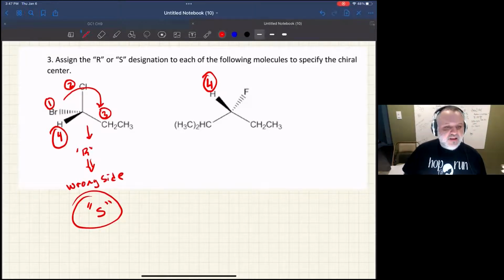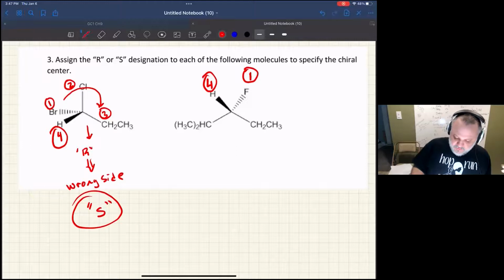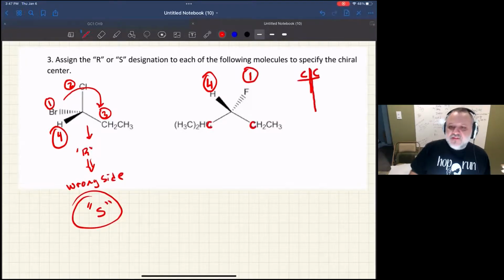Okay, so let's do this next one. We did identify 4. And so it's carbon versus fluorine. Clearly, fluorine is heavier than carbon. And so now we do have a tie, right? So this carbon and this carbon are tied. So what we need to do is make a list of the things that those two carbons are attached to. So let me change the colors so we have that color coordinated.